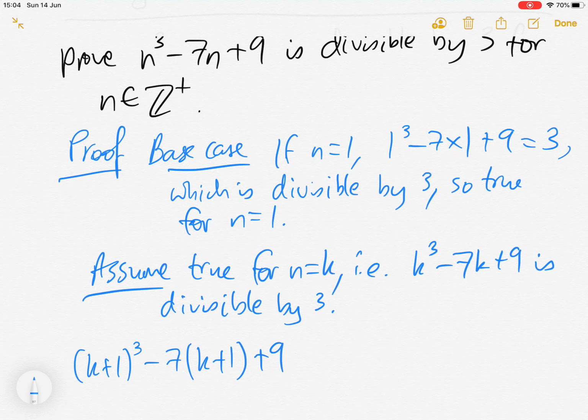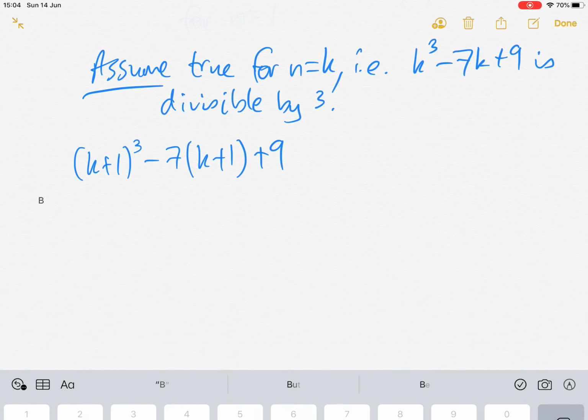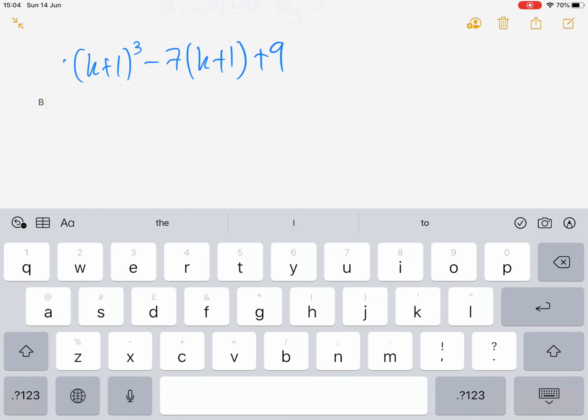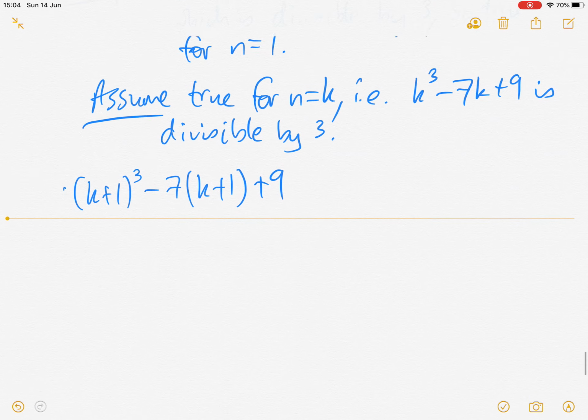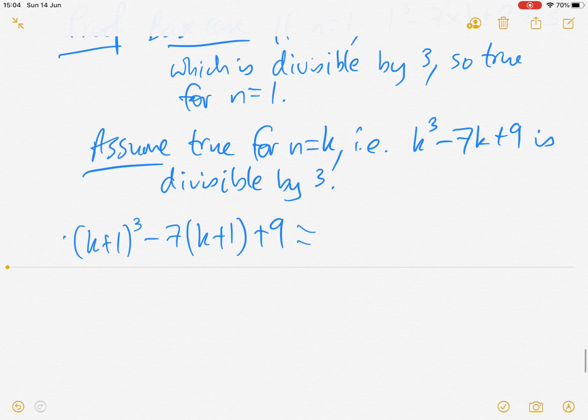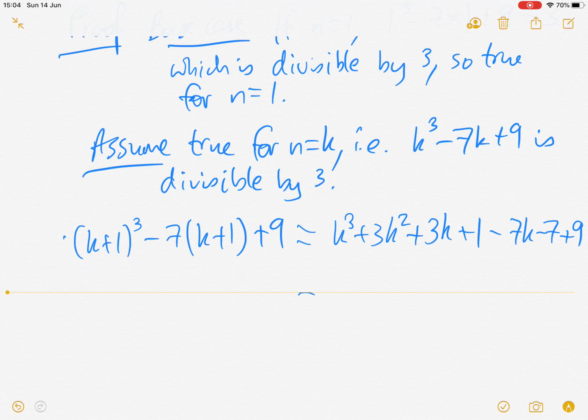And again, we'll employ the same strategy as last time to try and somehow rewrite this as something times something that somehow in terms of k cubed minus 7k plus 9. So let's just expand this out. This is k cubed plus 3k squared plus 3k plus 1 minus 7k minus 7 add 9.